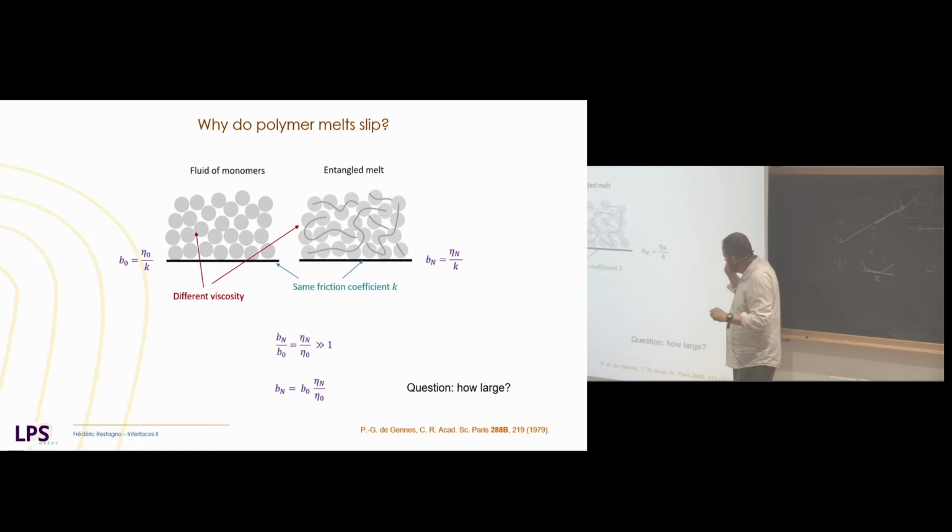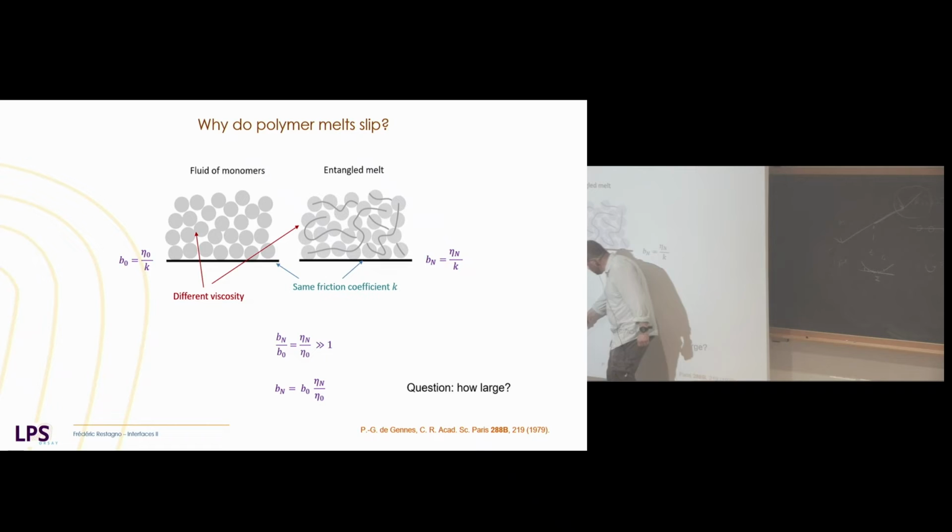So if you do that, it tells you that the slip length of the polymer fluid will be the slip length of a simple fluid, that is small. We have already seen that for water, it should be something like 1 nanometer or less, times the ratio between the viscosity of the polymer divided by the viscosity of the monomer fluid, which is larger. You know that the viscosity of a polymer is larger than the viscosity of the fluid of monomers. How much larger? That's polymer melts. How much larger?